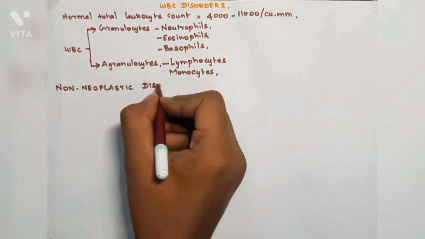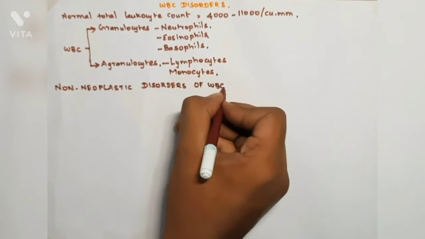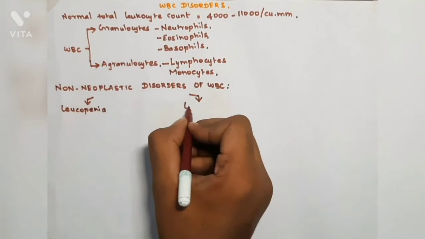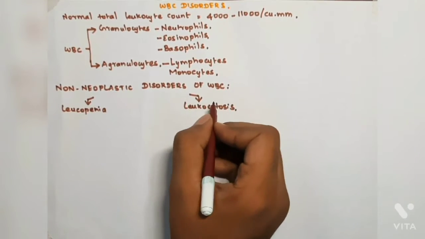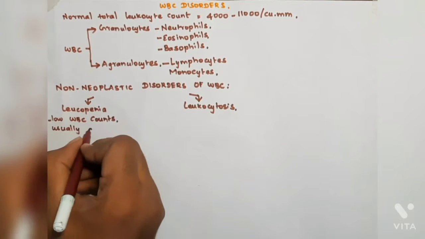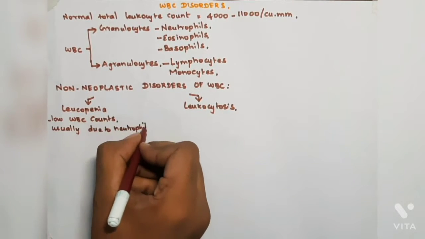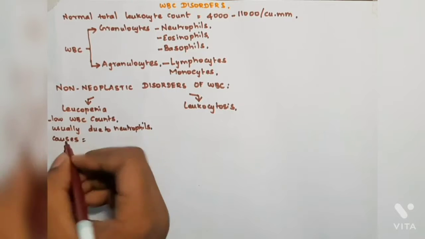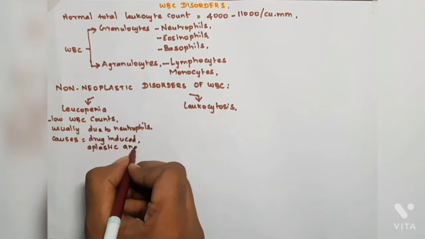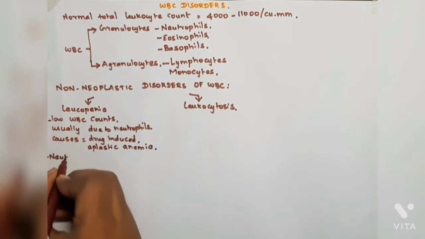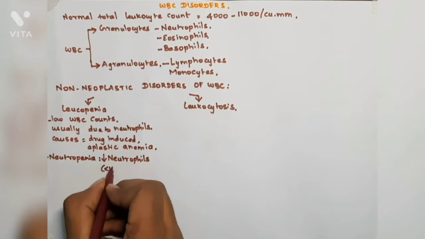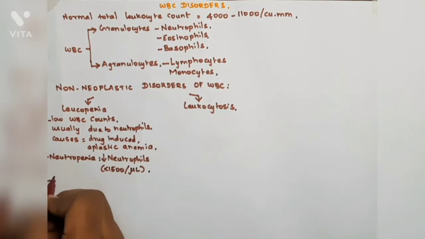Non-neoplastic disorders of WBC: leukopenia and leukocytosis. Low WBC counts are usually due to neutrophils. Causes: drug-induced, aplastic anemia. Neutropenia is neutrophils less than 1500 per microliter.